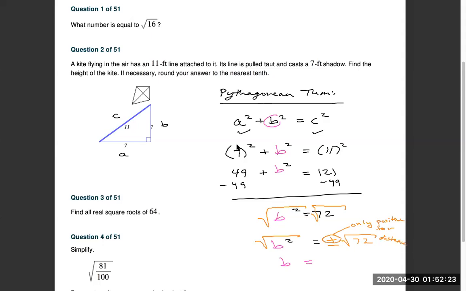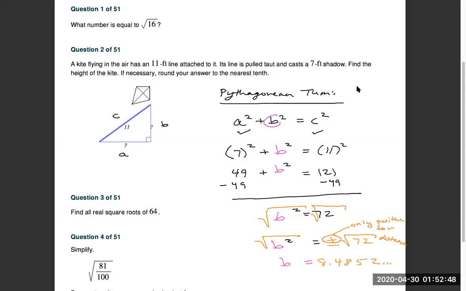Okay, and so you're going to use your square root button. So put 72 square rooted, and you get 8.4852 and change.